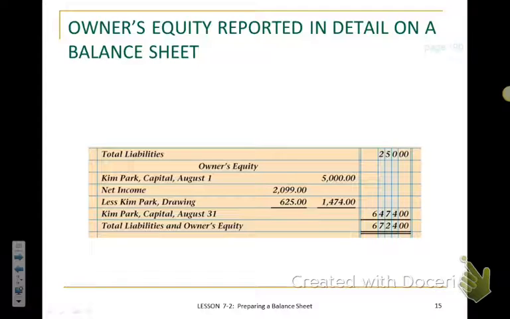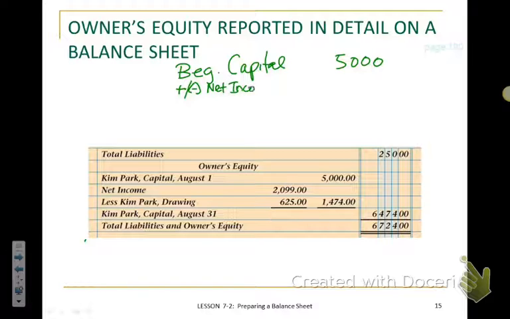Okay? So you're going to start out by having Kim Park's capital, which is her beginning capital. So you're going to have the beginning capital, which is $5,000. You're going to add to it or subtract from it the net income or the net loss. So what do I mean by that? I'm going to add net income, but I'm going to subtract net loss.